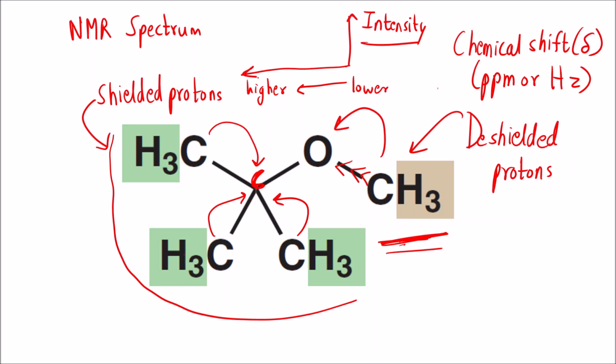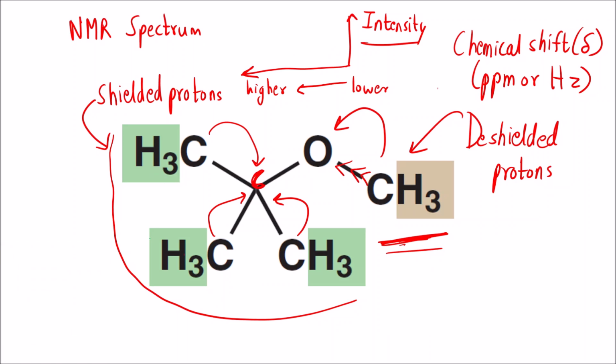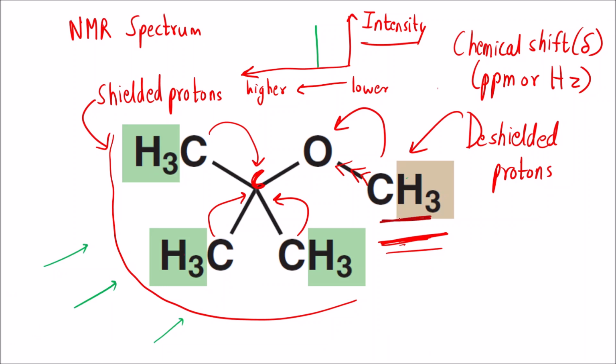For the green protons, where will be the chemical shift? Will it be higher or lower? The answer is they are shielded, so they will experience lesser magnetic field, and so its value will be lower. So the peak will come like this. And for the brown one, where will it come? For the brown one, it is de-shielded, so it will experience greater magnetic field, so the chemical shift will be higher.